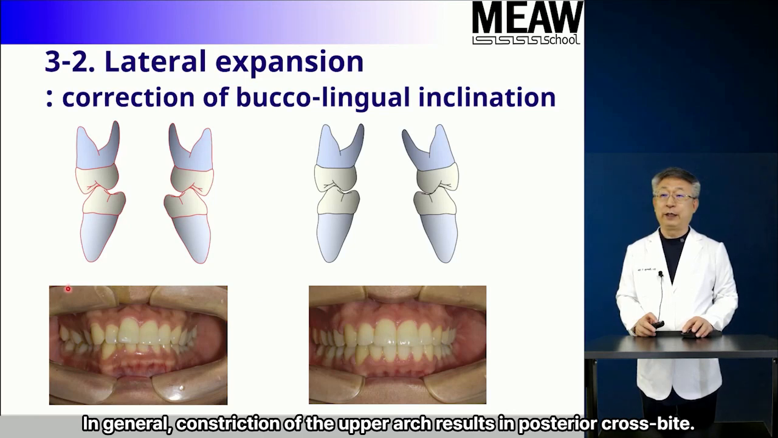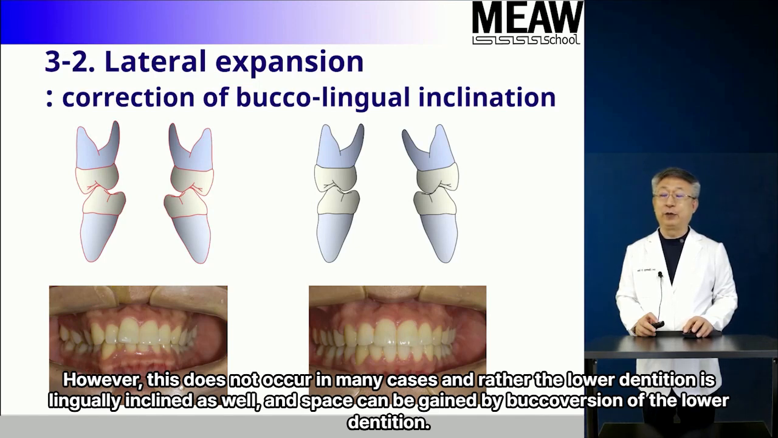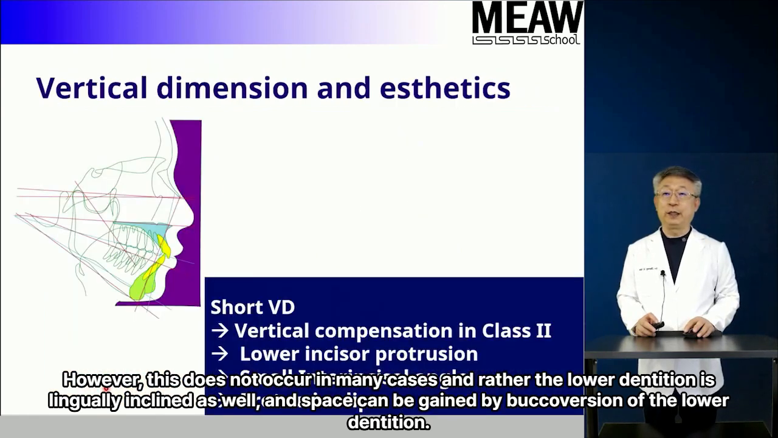In general, constriction of the upper arch results in posterior crossbite. However, this does not occur in many cases, and rather the lower dentition is lingually inclined as well, and space can be gained by buccoversion of the lower dentition.